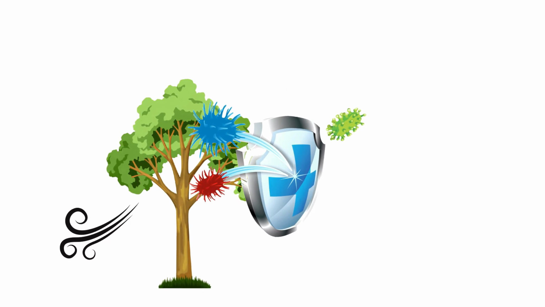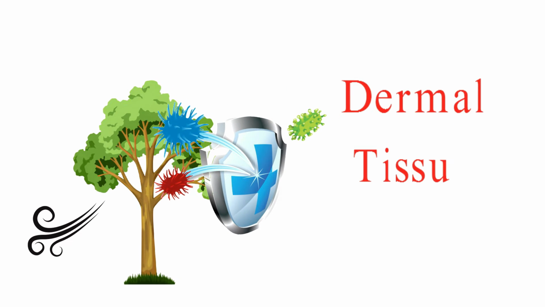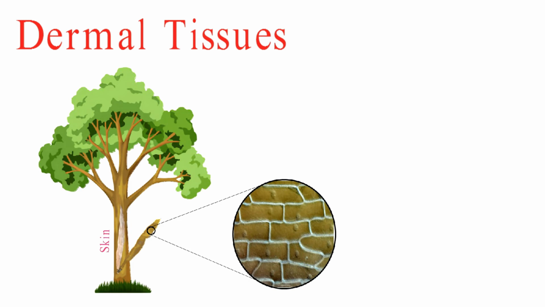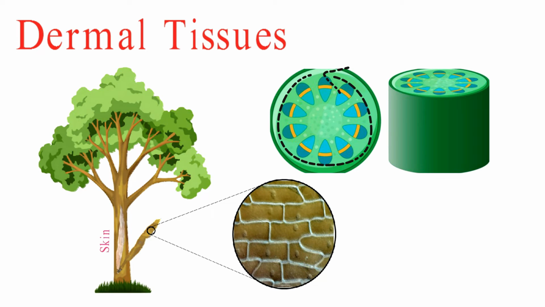We're diving into the fascinating world of dermal tissue in plants, and trust me, you're in for a blooming good time. First, let's peel back the layers and talk about the structure of dermal tissue. Did you know that the epidermal cells are like the skin of the plant? They're flat and elongated, forming a continuous layer that wraps around the plant like a protective hug.